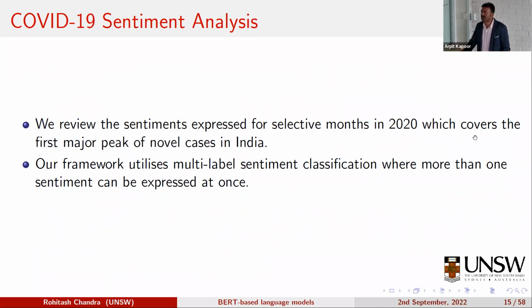We cover the first major peak of novel cases, and we are focusing on multi-level sentiment classification. Multi-level classification is when you have more than one label for a case. For example, a tweet can be sad and optimistic at the same time, or sad, optimistic, and joking at the same time, something like that.